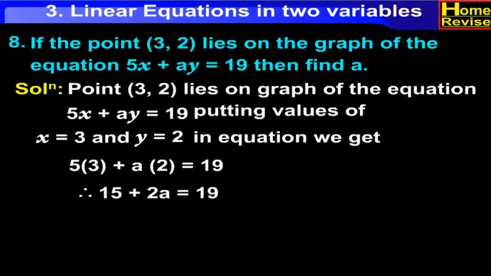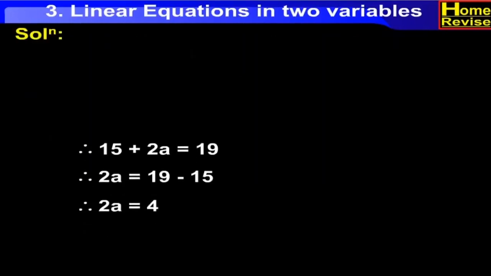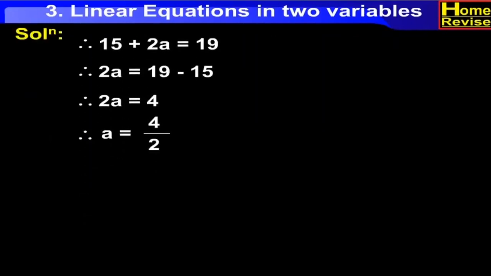Therefore, 15 plus 2a is equal to 19. Therefore, 2a is equal to 19 minus 15. Therefore, 2a is equal to 4. a is equal to 4 upon 2. Therefore, a is equal to 2.